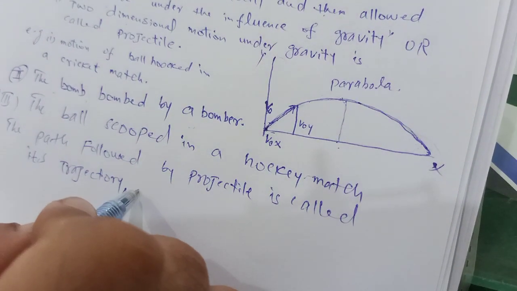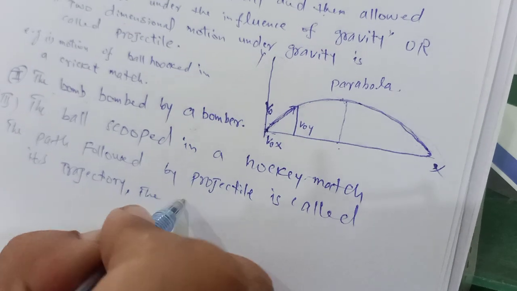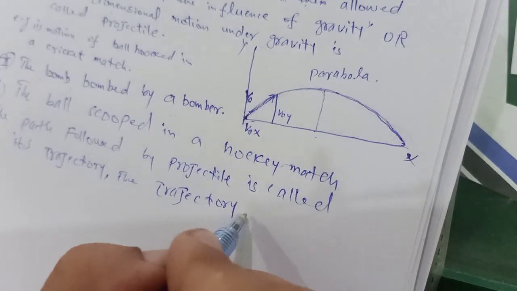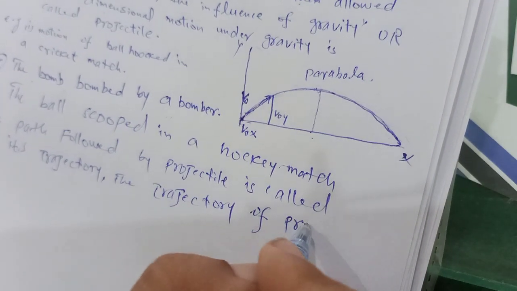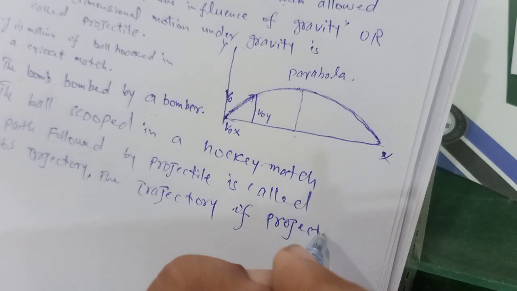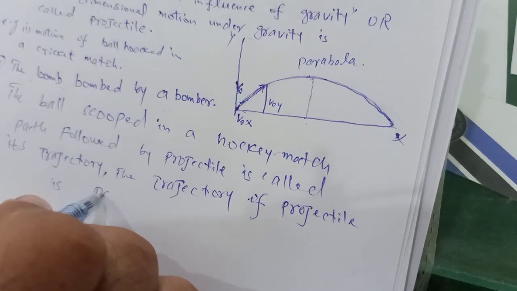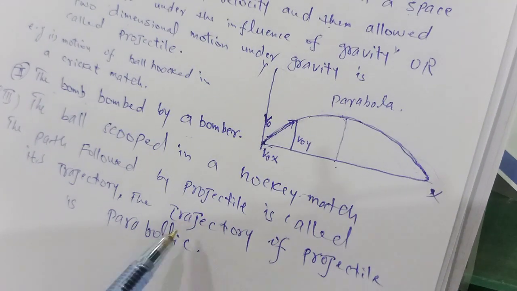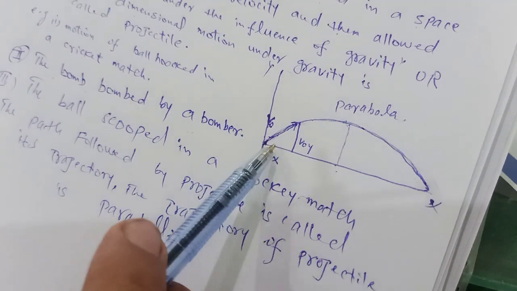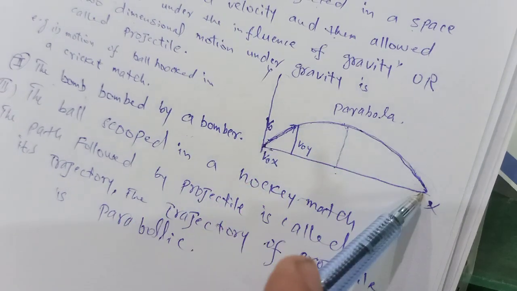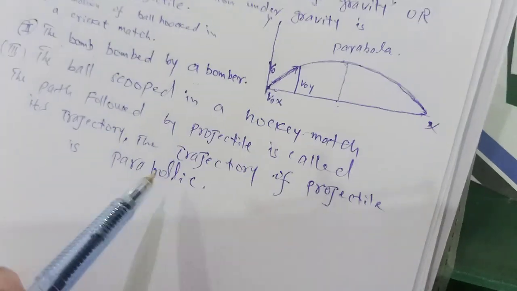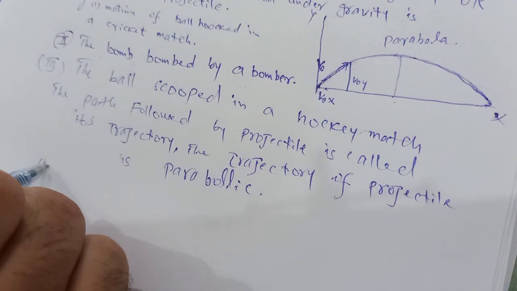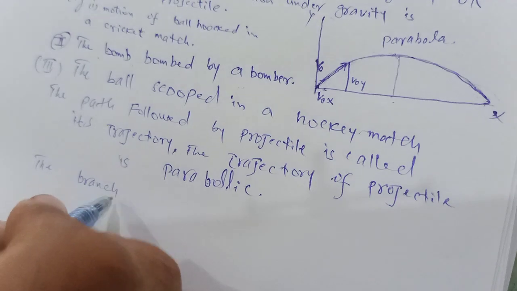एंड द शेप ऑफ द ट्रेजेक्ट्री ऑफ प्रोजेक्टाइल इज पैराबोलिक. द पाथ फॉलोड बाय प्रोजेक्टाइल इज कॉल्ड इट्स ट्रेजेक्ट्री. प्रोजेक्टाइल जो पाथ फॉलो करता है उसको हम प्रोजेक्टाइल की ट्रेजेक्ट्री कहते हैं. एंड द शेप ऑफ दिस ट्रेजेक्ट्री इज पैराबोला और पैराबोलिक. राइट.